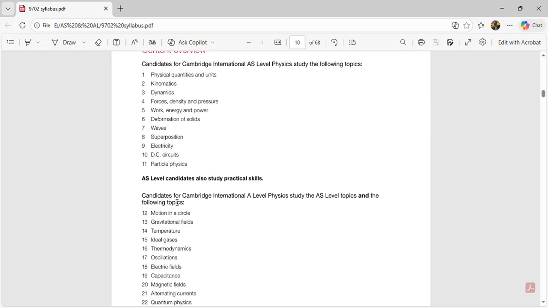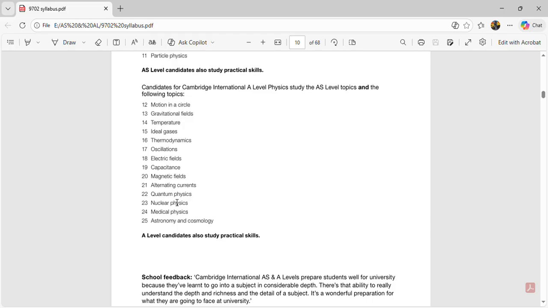Then in A level, before I go to A level, we also have practical skills 1, which is like practicals for AS level. Remember, there are two options: you can either sit the AS level and A level examinations at once, or you can do them separately. You first do AS, then you do A level. Those two options are there.